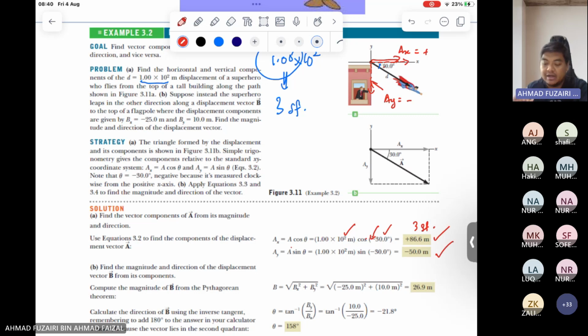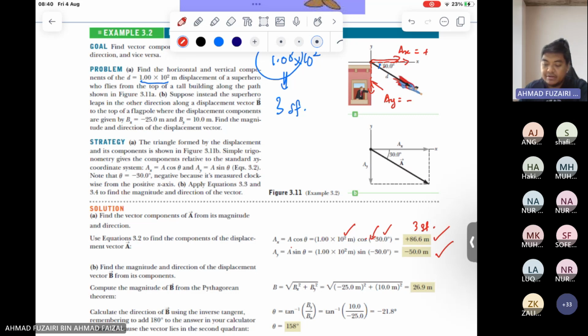Nampak? Beza ada setengah orang kalau dia salah bulan, dia just buat AY equals to A sin theta je. Jadi dia kira 100 sin 30. Betul ke salah? Bila kita buat sin 30 je, memang jawapan dia keluar 50. Sebab dia consider itu ialah kuadran number 1. Tapi sebenarnya dia duduk kat kuadran berapa ni? Dia duduk dekat kuadran number 4.